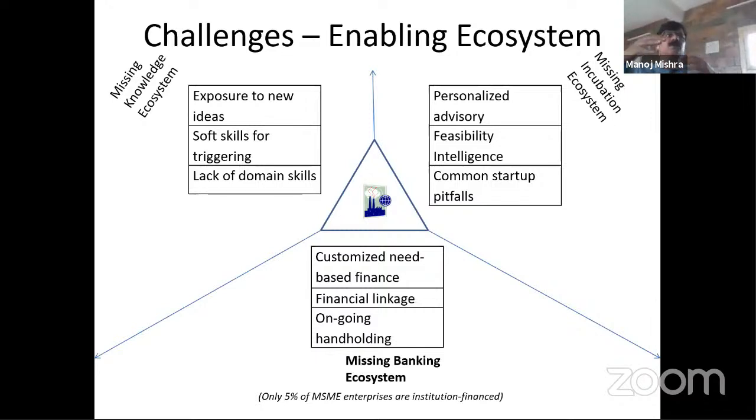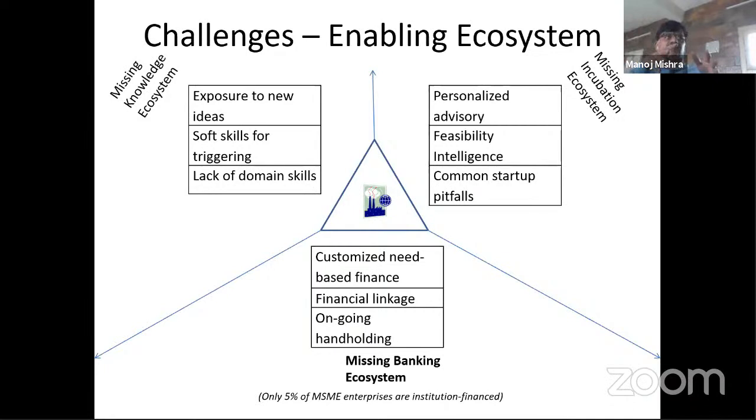And of course, once the customized finance is available, the financial linkage is available, there has to be a need for what is called ongoing handholding. And down below, I have mentioned a figure: only 5% of the MSME enterprises are institutionally financed. Everything is not very rosy as far as the MSME sector goes. It is just 5% of the MSMEs which are being institutionally financed. So I'm very sure about who this finance is going to, but I will not deliberate upon that.